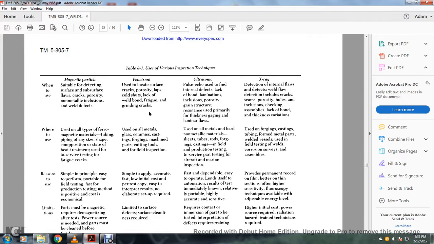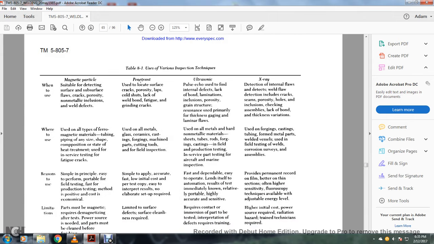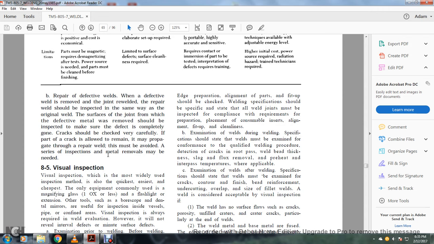Alright, this shows Table 1, use of the various inspection techniques: magnetic particle, penetrant, ultrasonic, and X-ray. Or repair of a defective weld.